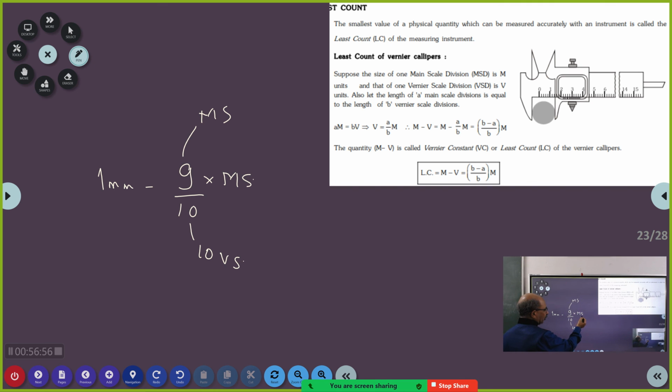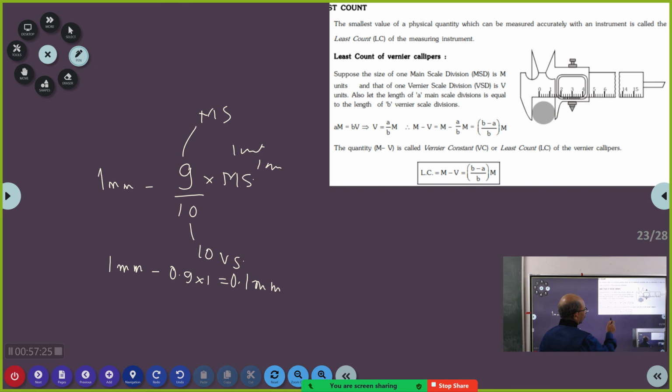1 unit of the main scale is nothing but 1 millimeter. So what we have got here was 1 millimeter minus 9 by 10, which is 0.9, into 1 millimeter. So we got the least count as 0.1 millimeter. Got it? Now see whether the same thing is holding good here also. See, the final formula I wrote was this.